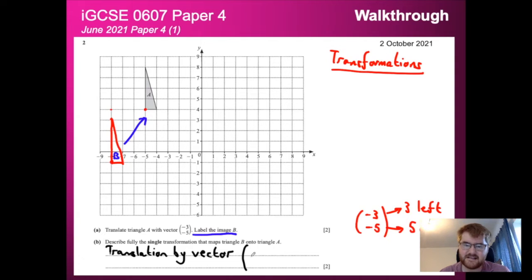So it's exactly the same vector, but this time we make the numbers positive, because instead of going 3 left and 5 down, we want to go 3 right and 5 upwards. Notice it's a 2-mark question, so 2 pieces of information: 1 for translation and 1 for the correct vector.